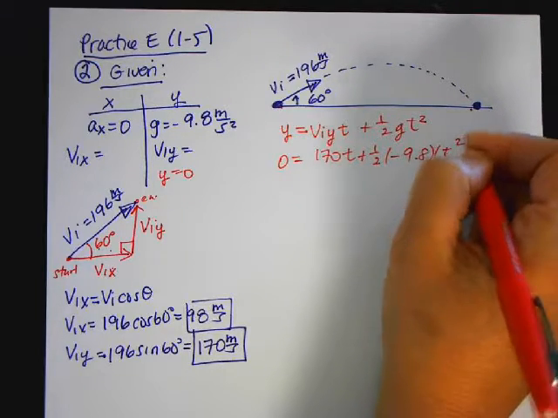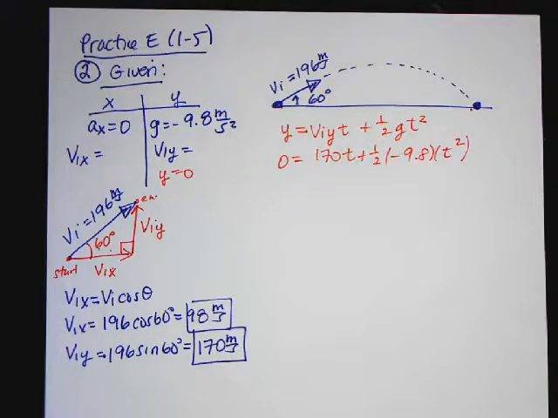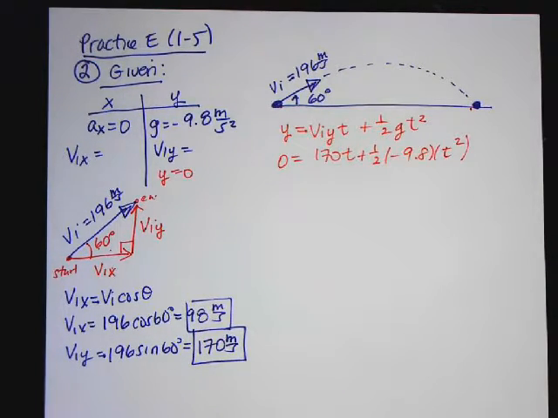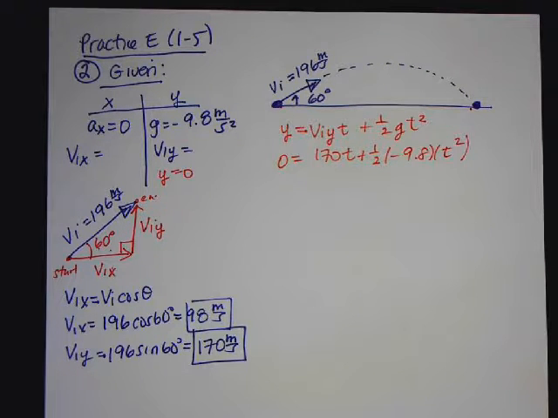T squared. The problem with this is, and it's not really a problem, I have a t and a t squared. So in order to solve that, I would have to use the quadratic equation. But you know what? I don't feel like using the quadratic equation. So I'm going to say, is there another way? Because remember, I'm trying to solve for y. So let me show you something.